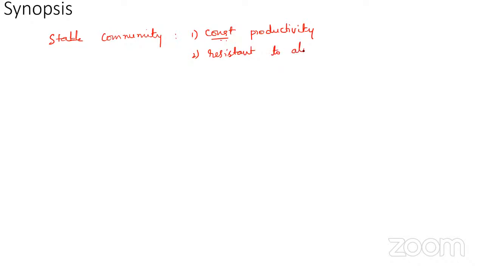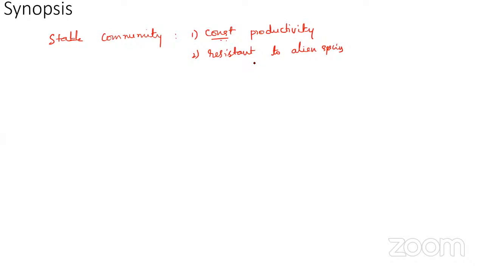When do you call a place as having a stable community? A stable community should have two properties. One is that it should have constant productivity from year to year. And the second is that it should be resistant or resilient to alien species invasion. Alien species, I hope you know, are those that do not belong to the ecosystem, such as Eichhornia, Parthenium, and catfish. All those are called alien species, and stable communities should be resistant to alien species invasion.